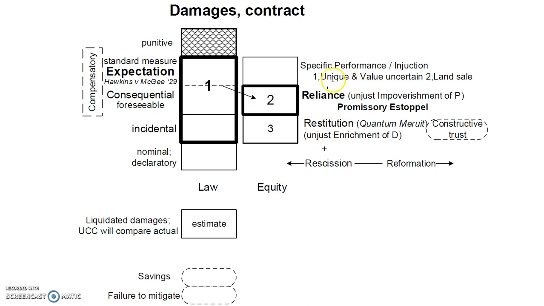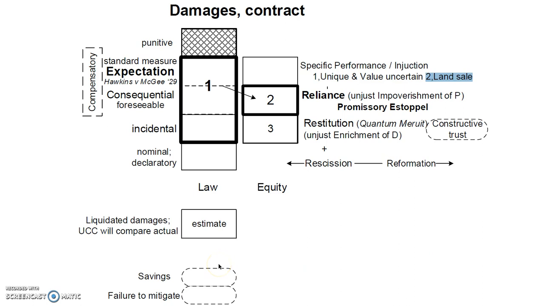Also recoverable in equity is specific performance. This is a more severe type of remedy because it actually requires the defendant to specifically perform on the contract. This would be done with an injunction by the court. However, this is only done if there is a unique item whose value is uncertain, so the unique item itself has to be provided. One example of that is a land sale contract, where all plots of land are deemed to be unique.